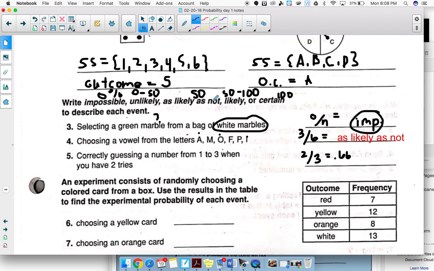Okay, well, that's more than 50%, so I would say that that's likely. It's likely to happen. So we're kind of just using those ranges to figure out which category it fits in.